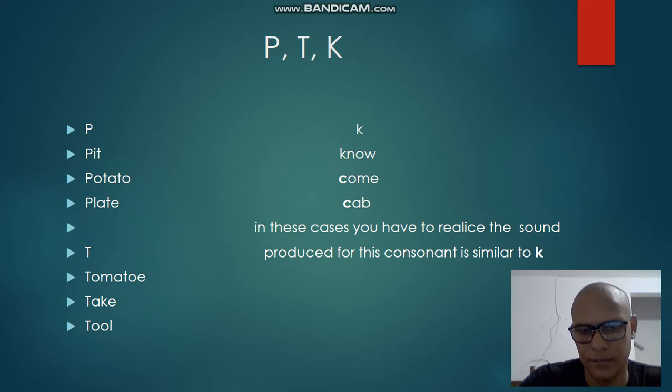And the other one, K. In this case, you have to realize the sound produced for this consonant is similar to K. For example, come, cup. Those are unvoiced consonants.